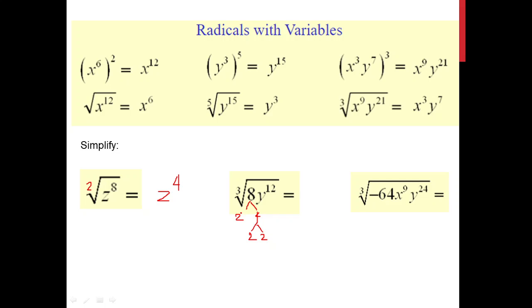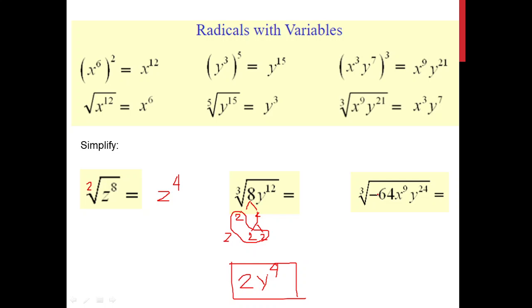2. So we have 3 pairs of 2 here. Since that is a cube root, we need 3 pairs. So the value here is 2. So we can just write here 2. Now, the variable. Again, the simplest way is to divide the exponent by the index. So 12 divided by 3, so you have y raised to the power 4. There. That is the simplest form of the cube root of 8y raised to the power 12.